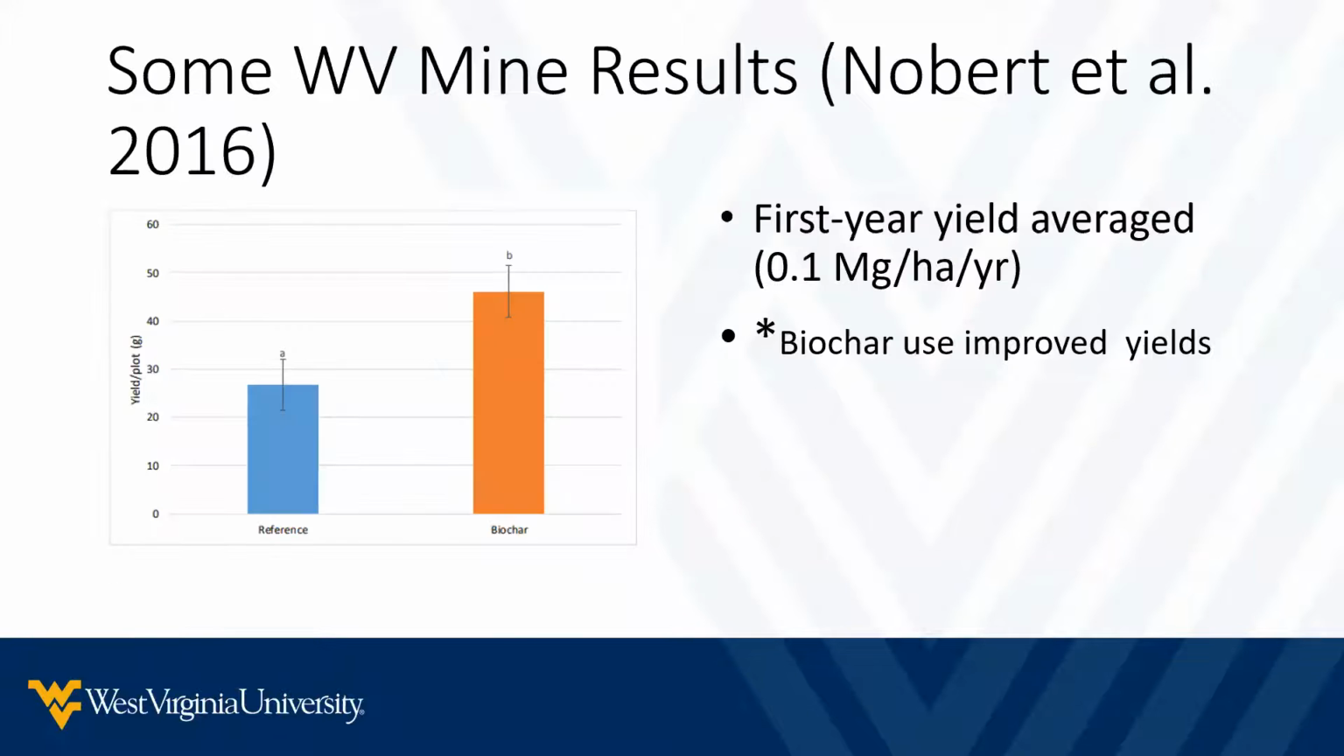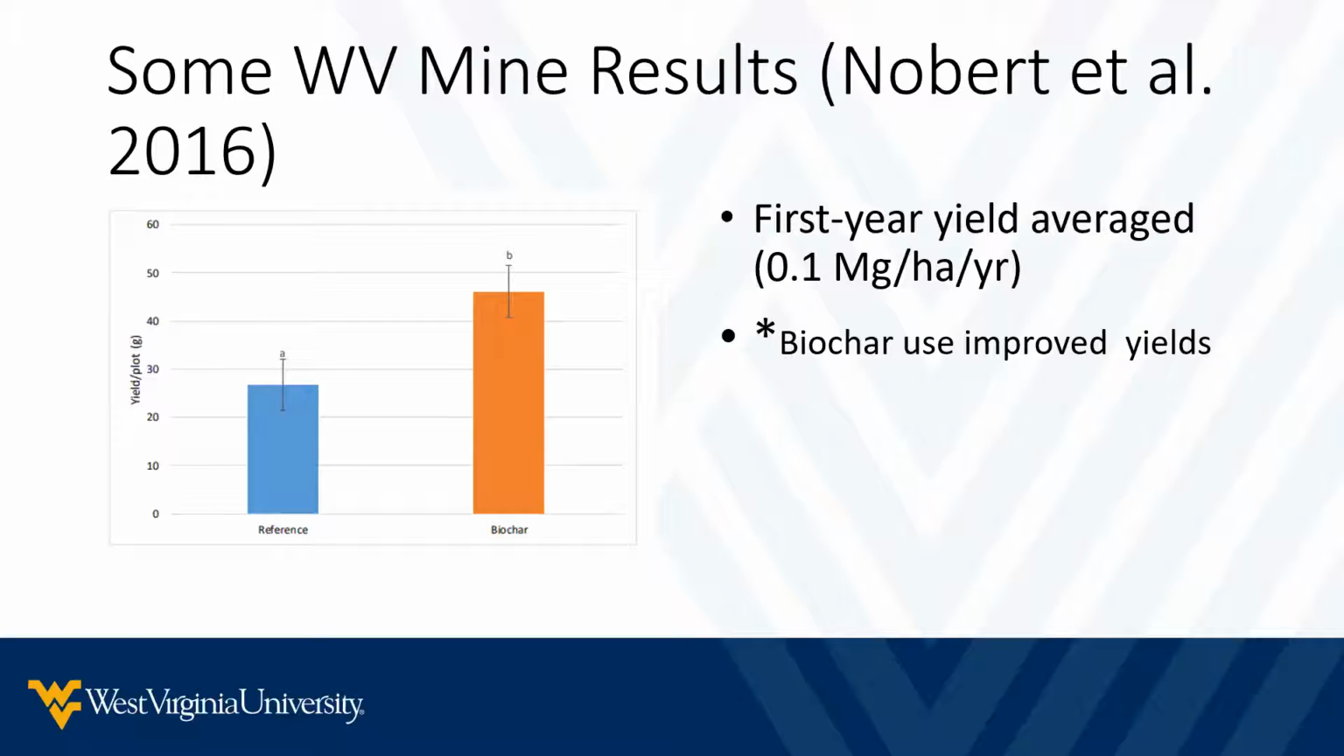on surface mine sites. One of the first ones was done by graduate student Heather Nobert. We found, remember what we were at before, 6 to 8 megagrams per hectare per year. Our first study, in the first year, was right around 0.1 megagrams per hectare per year, right? This study was a replicated study on 6 separate mine sites. We also included a reference site, which was a row agriculture site.